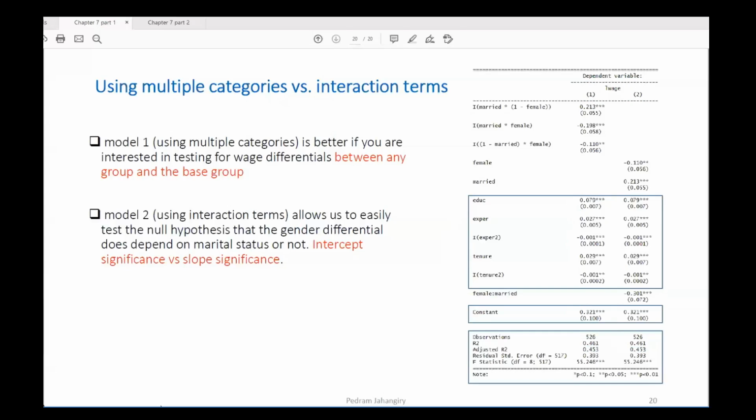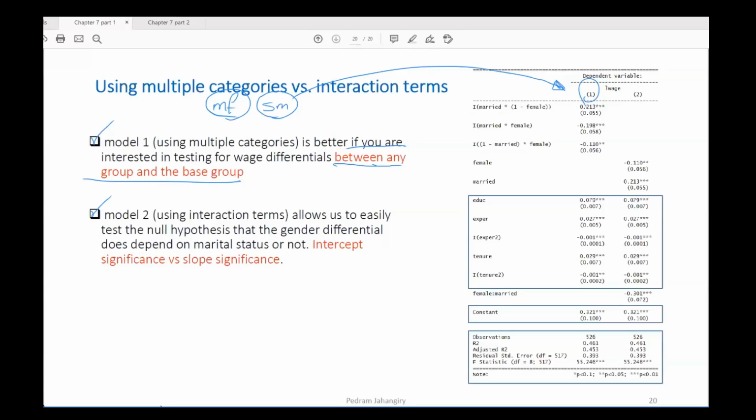I'm going to tell you to use model number 1, these different classes, as a better setup if you are interested in testing for wage differential between specific groups. So if you want to say, I'm interested to see the difference between the wage of married female and single male, if you want to answer a question like this, you better set it up like model number one. Okay.